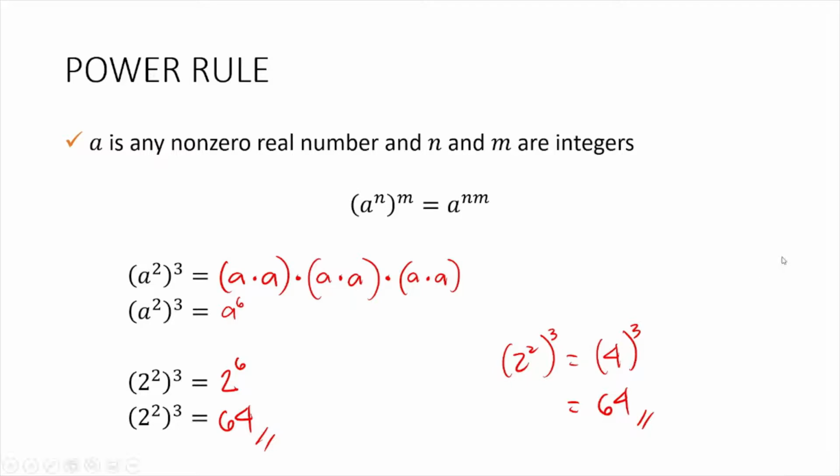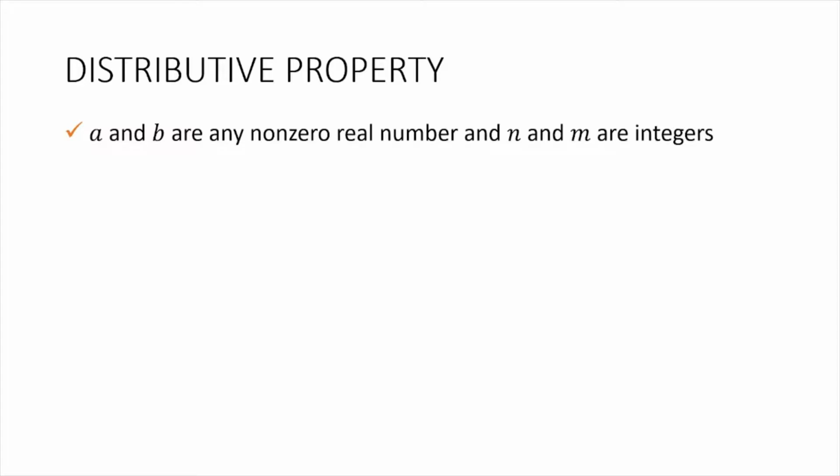And then lastly, we have the distributive property, or we also call this the power of a product and power of a quotient. So basically, if we have a product between, for example, A and B, and they are raised to a certain power, in this case n, so we have your quantity A times B raised to the nth power, then we can distribute n. So this is equivalent to A raised to the power of n times B raised to the power of n.